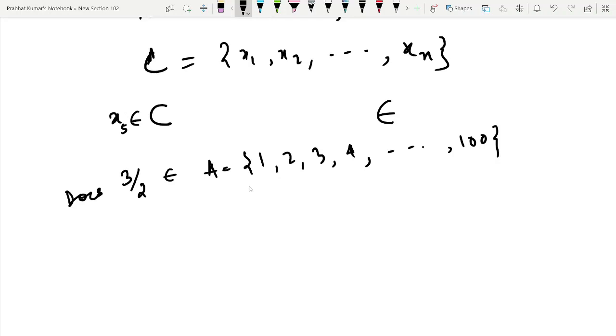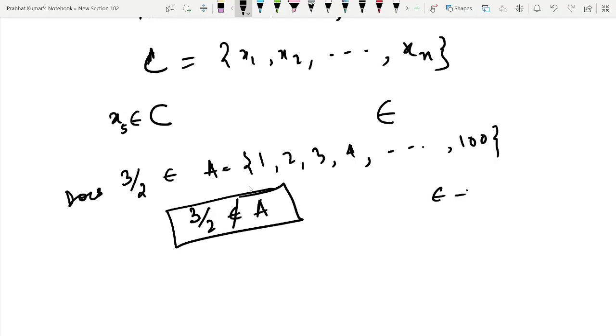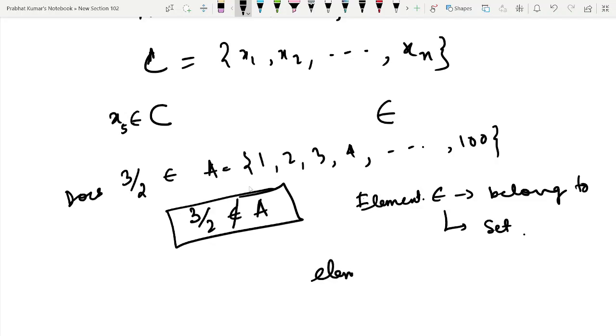So that we write it like this. So 3 by 2 does not belong to this set A. So this is the way we represent this thing using symbols, right? So this is read as "belongs to". Generally it is an element followed by this symbol, which means belongs to, and after that we write what set we are talking about, right? So some element belongs to some set. So this is, you can say, the syntax of writing this.